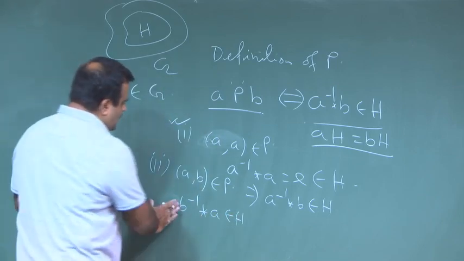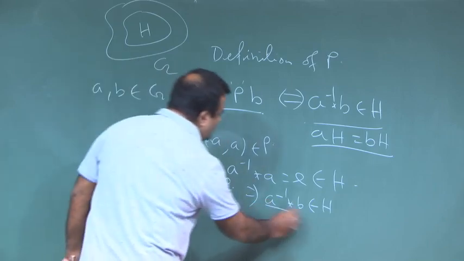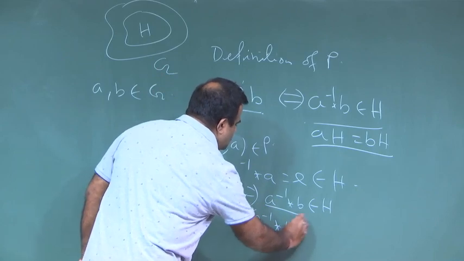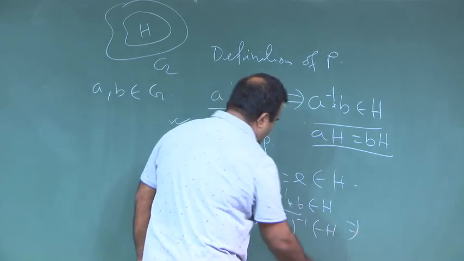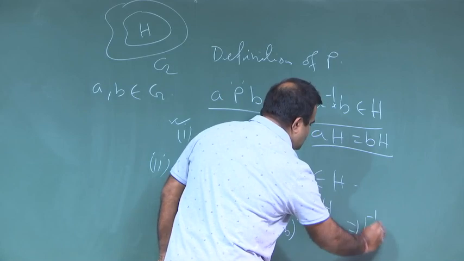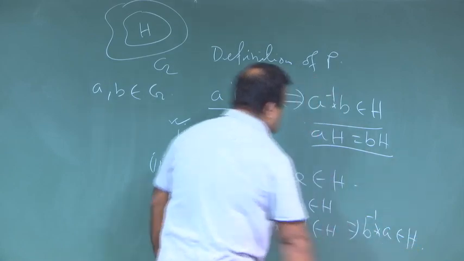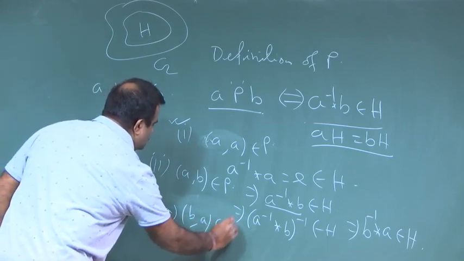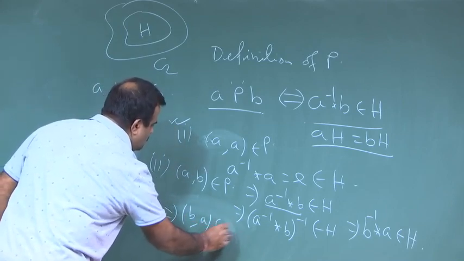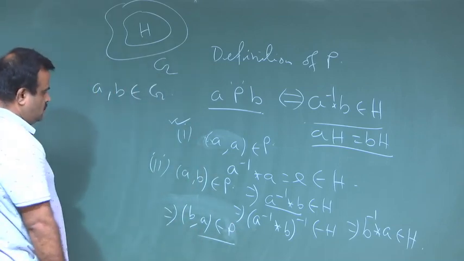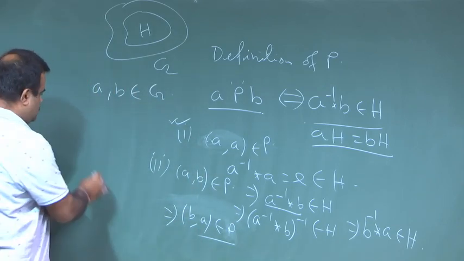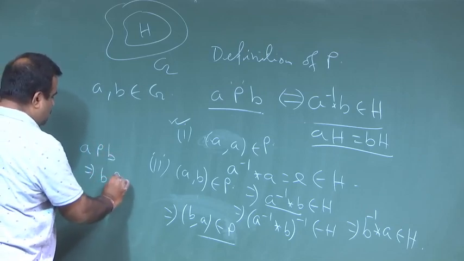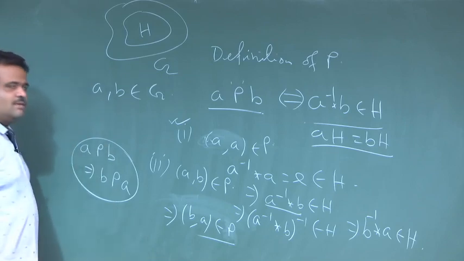Now, we know A inverse B belongs to H. Since H is a subgroup, the inverse also belongs to H. So, this implies B inverse star A belongs to H, so (B, A) belongs to rho. So, this is the symmetric property. That means if A is related to B, then B will be related to A.